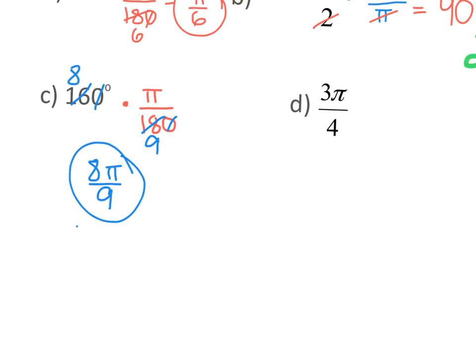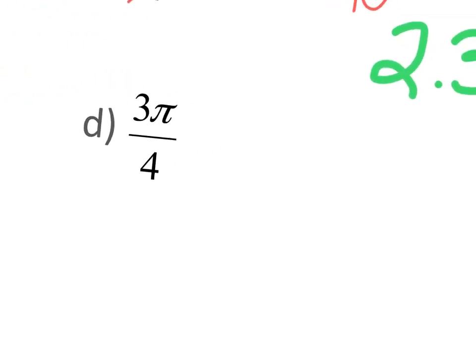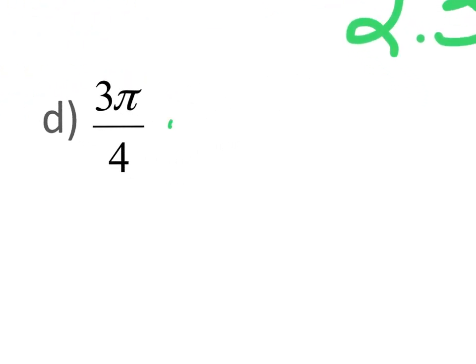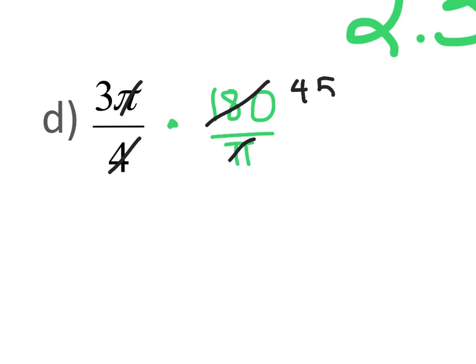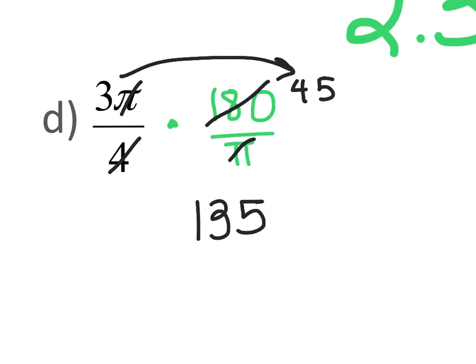And then the last one, 3 pi over 4. This is in radians, so I'm going to multiply times 180 over pi. The pi's cancel. 4 goes in 180 45 times. 3 times 45 is 135 degrees.